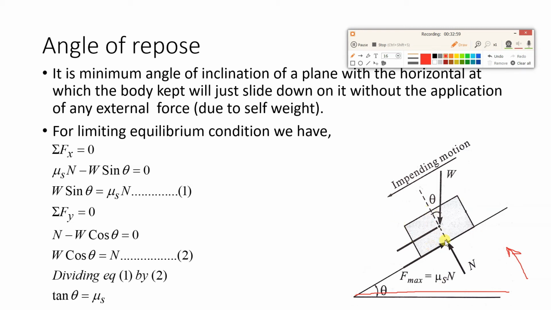Now the FBD of this block has been shown. Suppose this block is having an impending motion, meaning it is just about to move in the downward direction because of self weight. So this will be the direction of frictional force. Why? Because the direction of motion is downward, so friction force will be in the opposite direction, and this will be the normal reaction, and weight is acting in the downward direction.